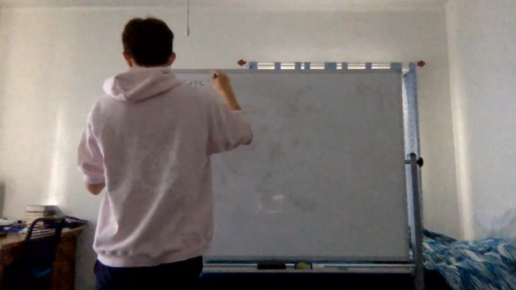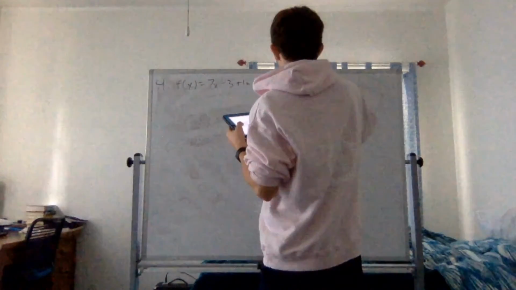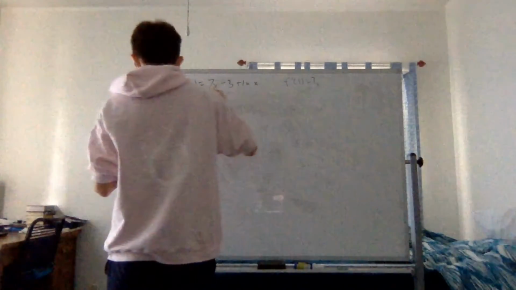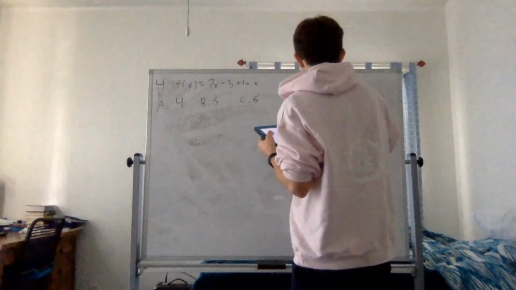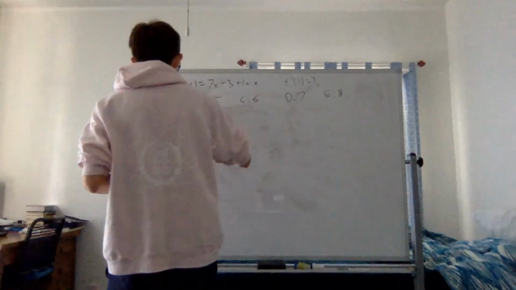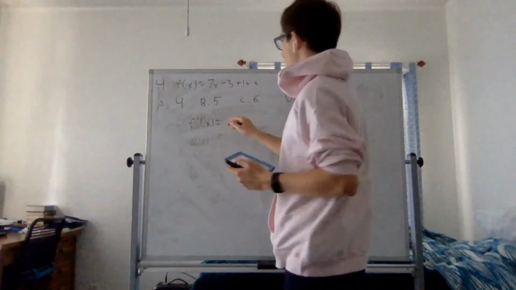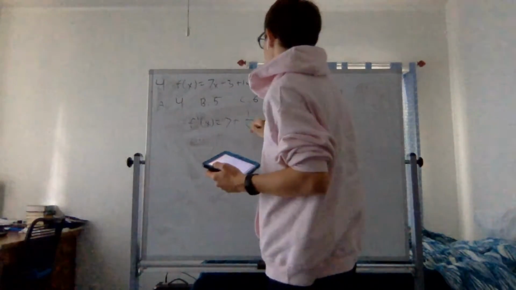Okay, number 4, if f of x equals 7x minus 3 plus ln of x, then f prime of 1 equals question mark. We got A 4, B 5, C 6, D 7, or E 8, right? So first thing we'll want to do is find f prime of x. So we'll just take the derivative of this. So f prime of x equals the derivative of 7x, which is 7, the derivative of 3, which is 0, and the derivative of ln of x, which is 1 over x.